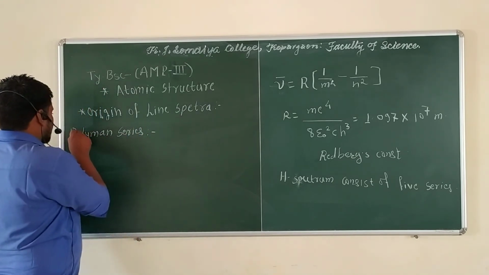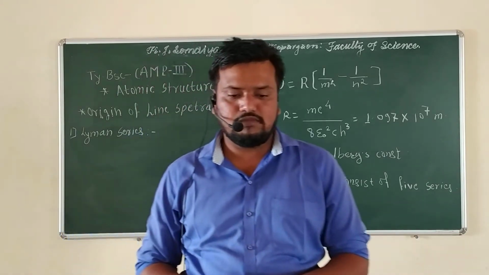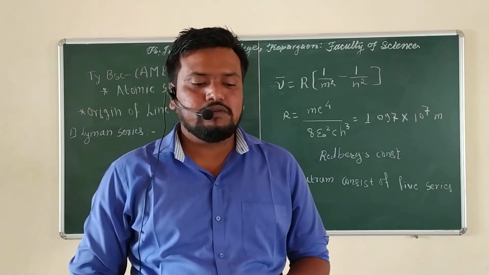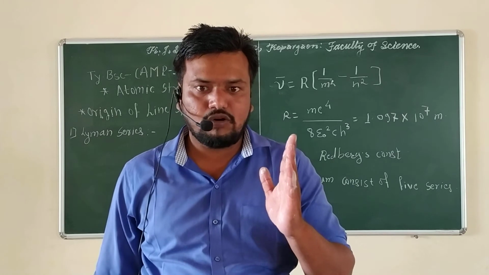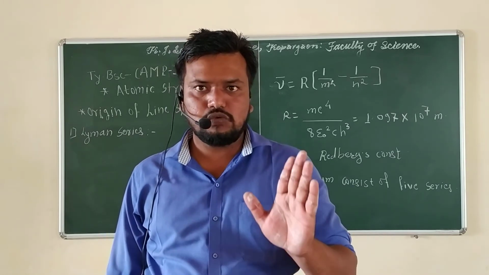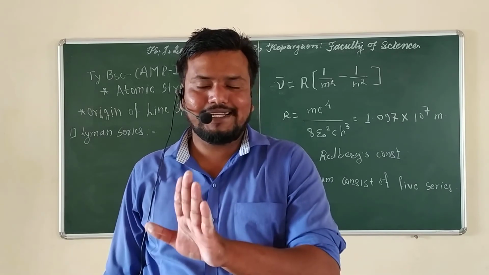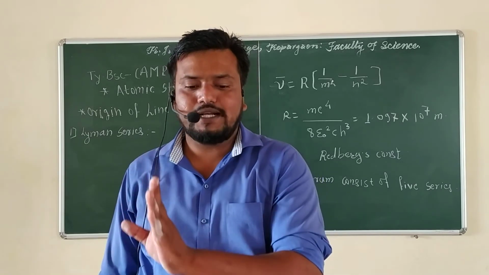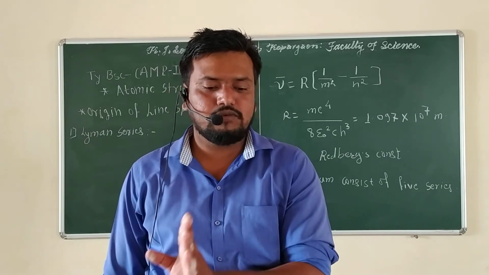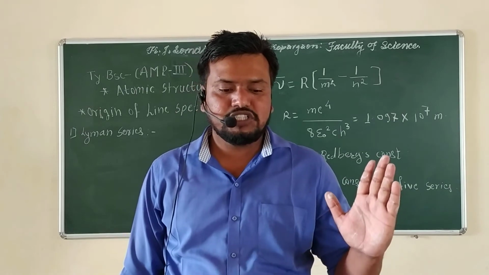So this is the first series, the Lyman series of the hydrogen atom. This series exists when there is a transition of an electron from an initial orbit, n equal to 2, 3, 4, to the final lower orbit, m equal to 1, which is a fixed value, and the wavelength of the spectral line is in the ultraviolet region.